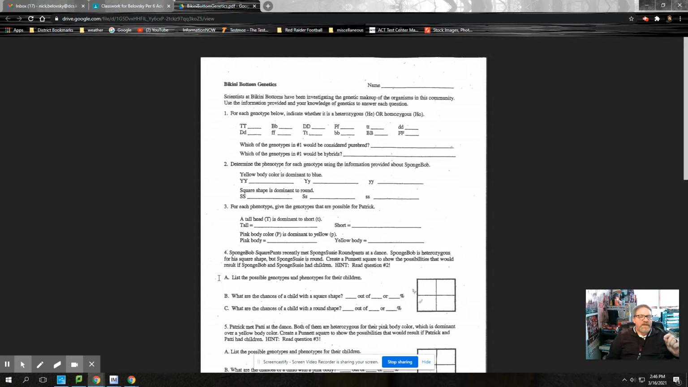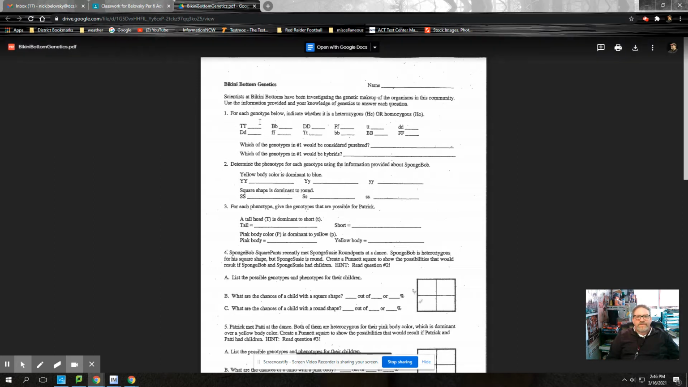I'm going to give you some hints and try to give you some advice on how to do this. I'm not going to answer every one of them, but I'm going to give you some hints and leads. All right, so let's read it real quick. It says, scientists at Bikini Bottom have been investigating the genetic makeup of organisms in this community. Use the information provided and your knowledge of genetics to answer each question.